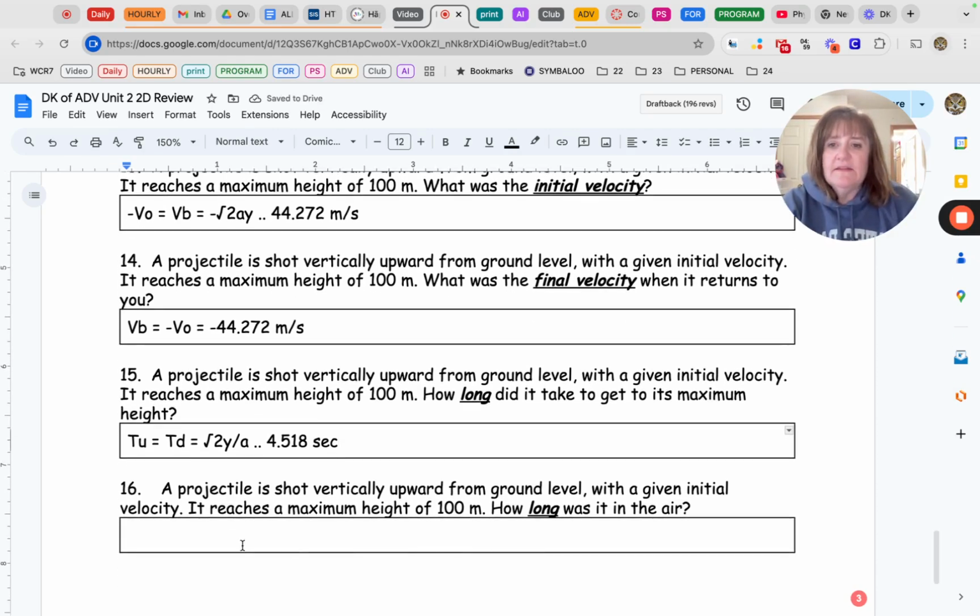And finally, number 16: shot vertically upward with a given initial velocity, it reaches the maximum height of 100. How long was it in the air? That is asking for total time, which is simply time up times 2, which would equal 9.035 seconds.